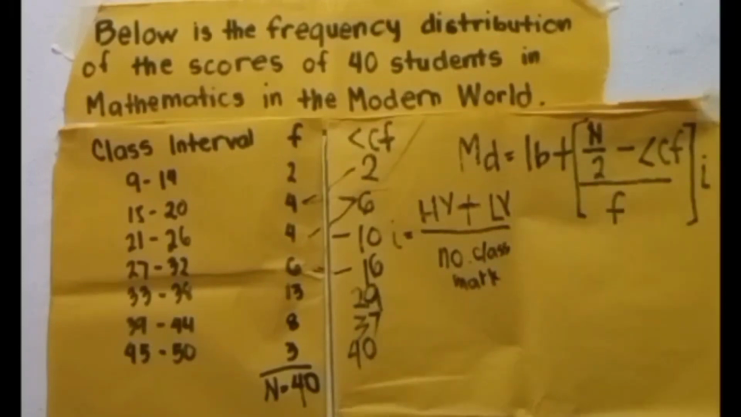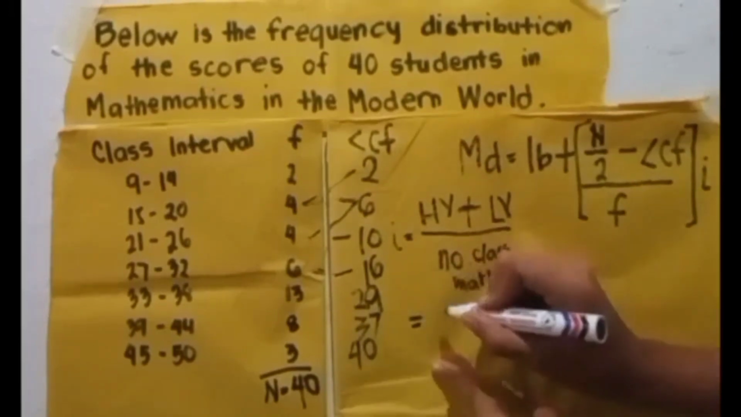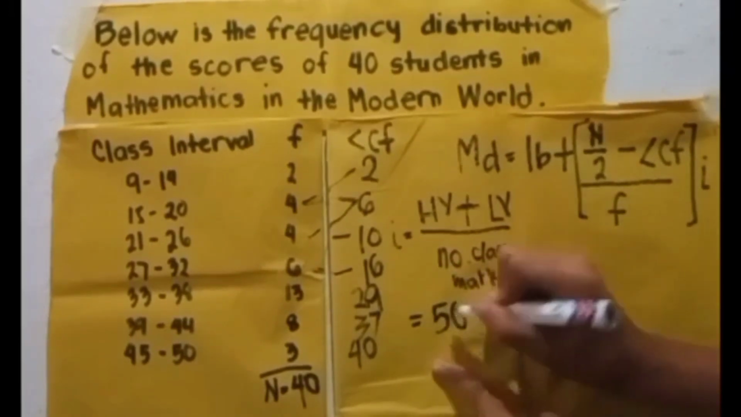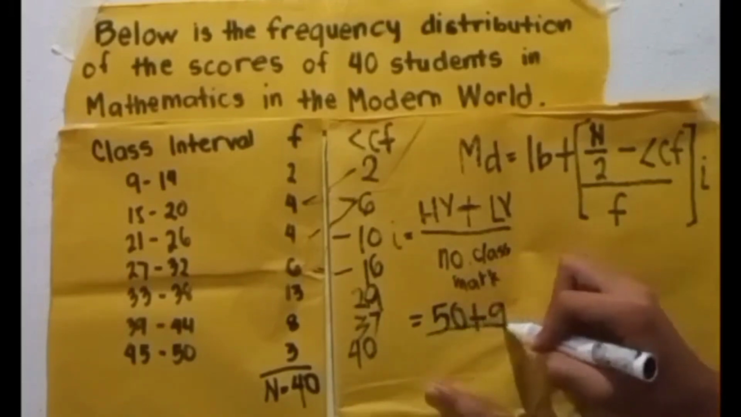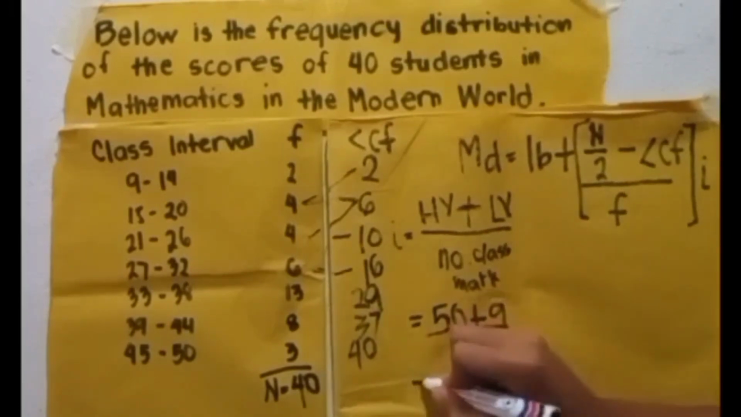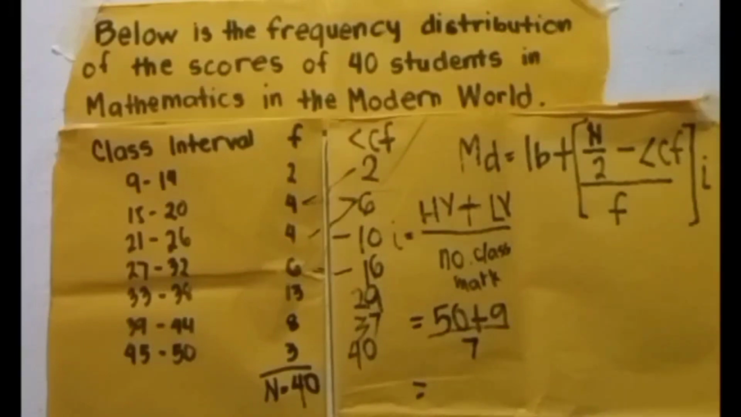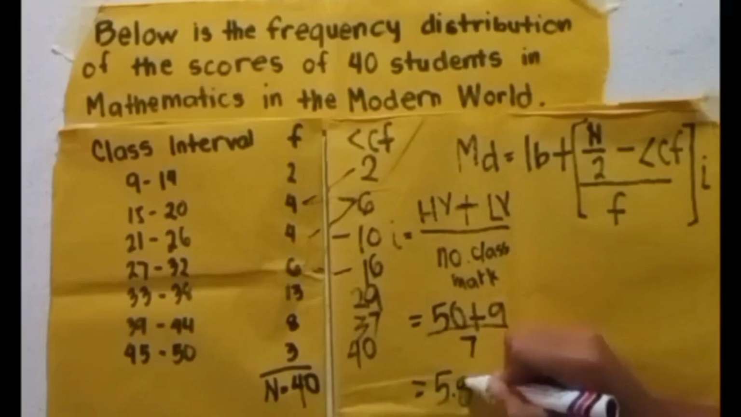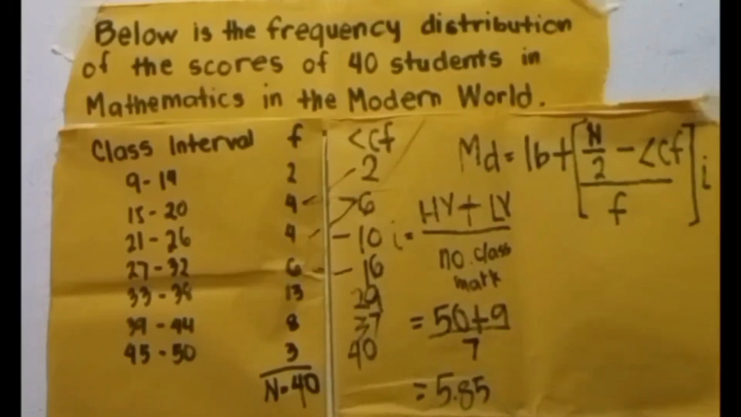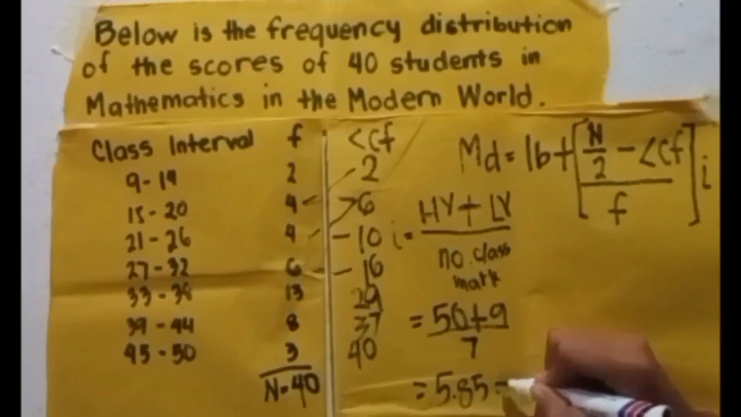Okay. So, the highest value here is 50, while the lowest is 9. And the class mark here is 7. So that the answer will be 5.85 or 6.